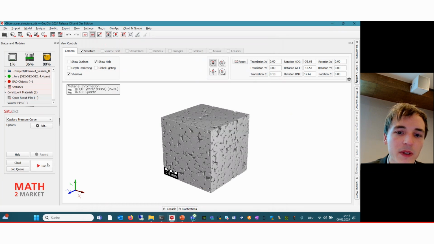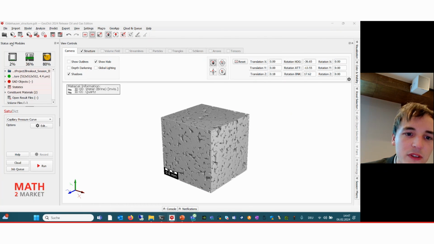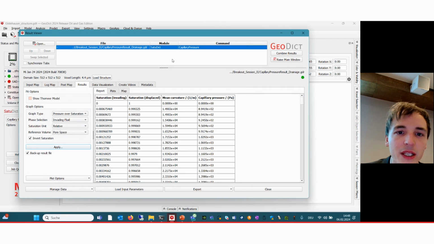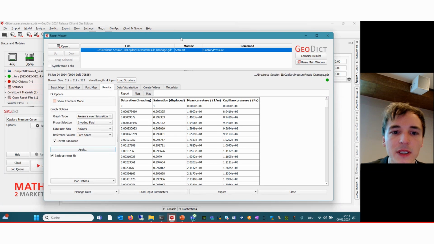If I now hit run, it runs that capillary pressure curve, but for the sake of time, I've prepared the drainage experiment beforehand, which you can directly load here. And what we see first would be the report for the saturation, invading saturation, and the capillary pressure that has to be applied to force the oil inside of your structure.